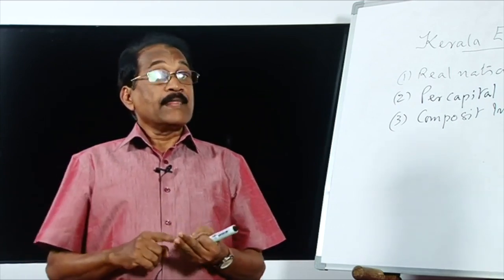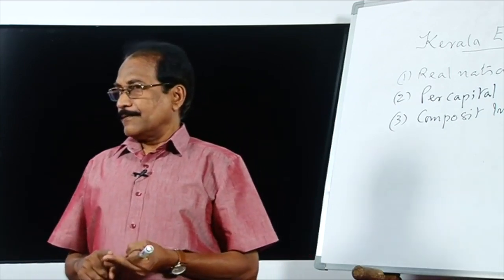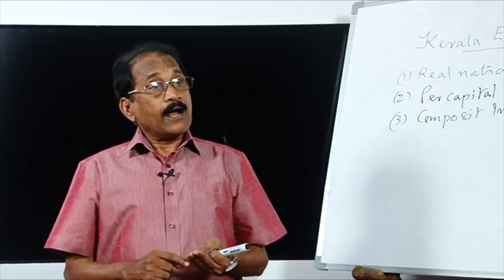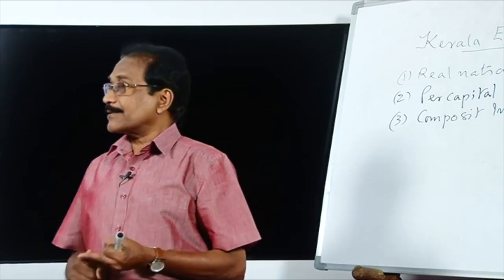Then number 3, child mortality rate. Below 5 years, how many children die in the country?